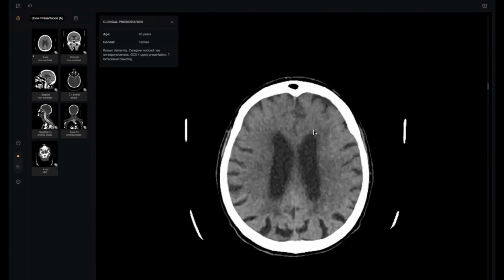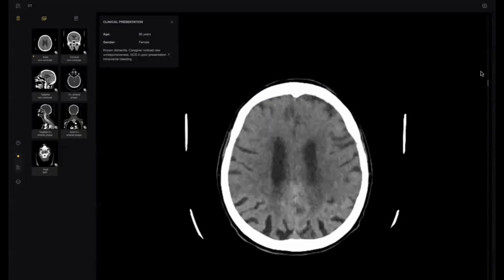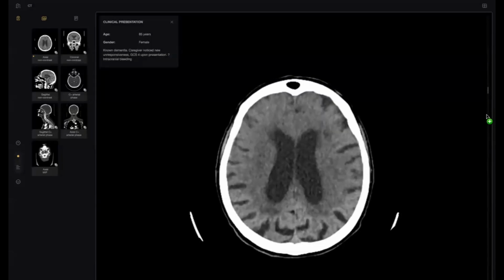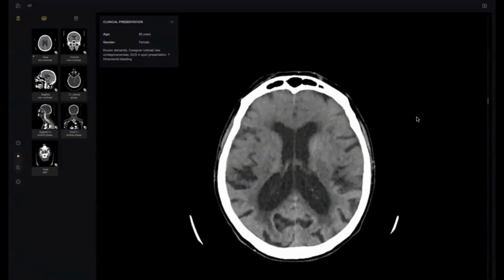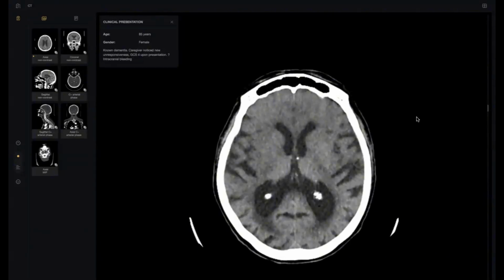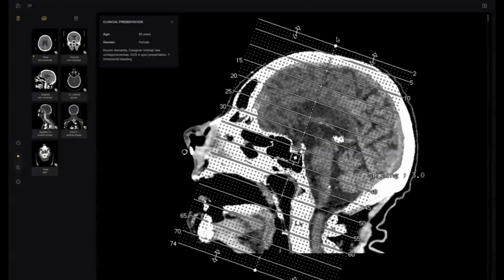Yes, hi, doctor. Request control. 85-year-old female patient with low Glasgow scale. Go on. No, leave. One second. Use the arrow. Sorry, sir, I can't scroll. Okay. Leave.